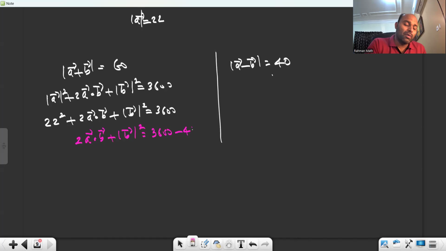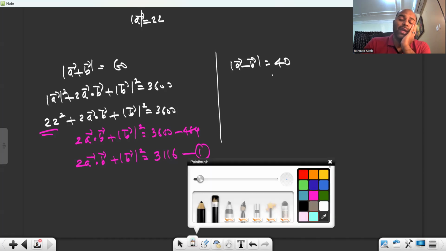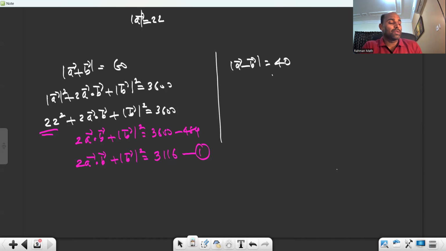3600 minus 484, because 22 square is 484, transposed. So your first one, 2 A dot B plus magnitude B square, equals 3600 minus 484, which is 3116. Equation number 1. Please make sure it is correct. Same way do the other side also, you cannot simplify further. Magnitude A minus B, no need to wait for me, please carry on. Do the same procedure there also.